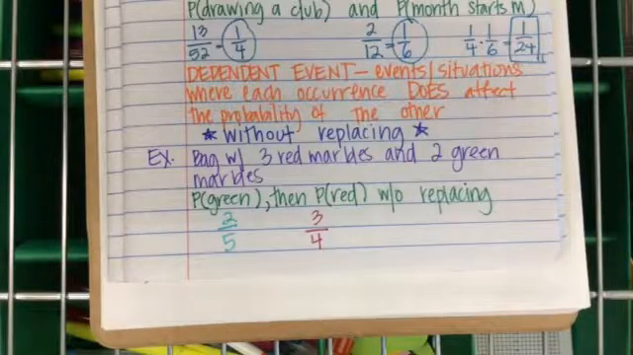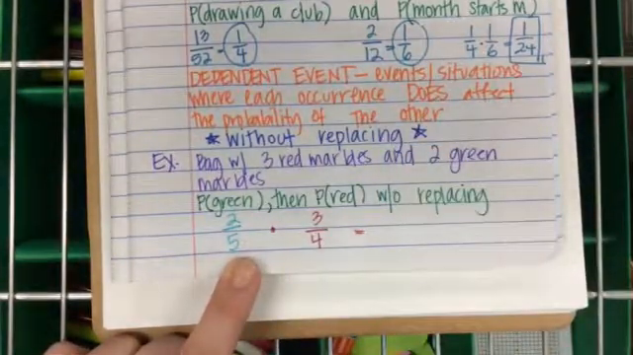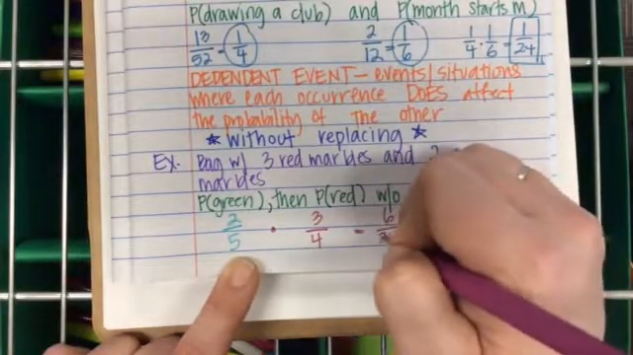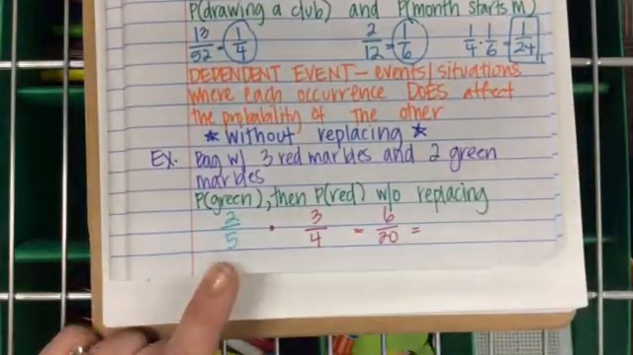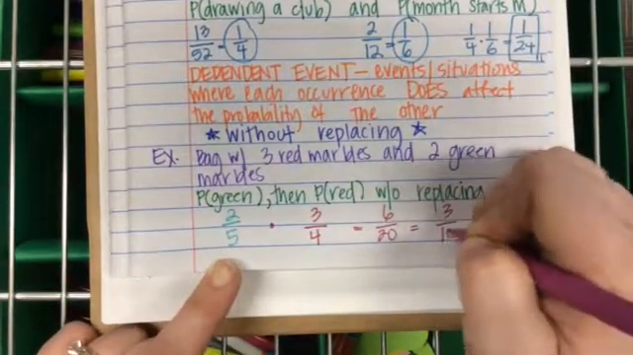And you say, like, Mrs. Long, how do I know if I put it back or I don't put it back? It's going to tell you: you replace it or you don't replace it. So I multiply, and what do you get? 6 out of 20, perfect, which simplifies to 3 out of 10.